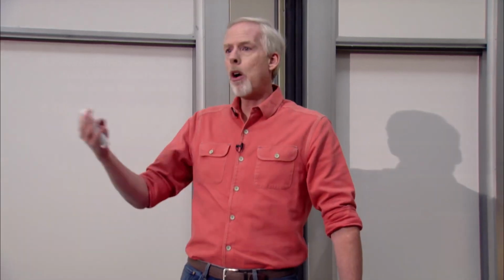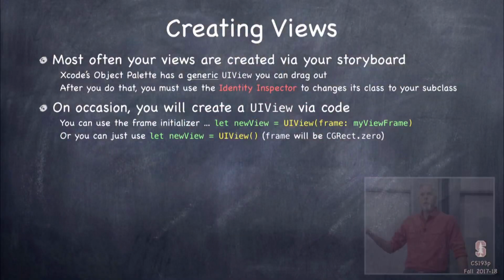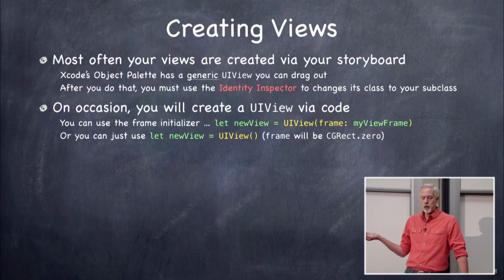So now you have a view there, but it's of your class. That's how you're going to create one of your custom views. Now, the other way you can create views is in code. And again, I'm going to ask you to do this both ways in your assignment 3. And you do that just by calling the UIView with frame initializer that we talked about before.